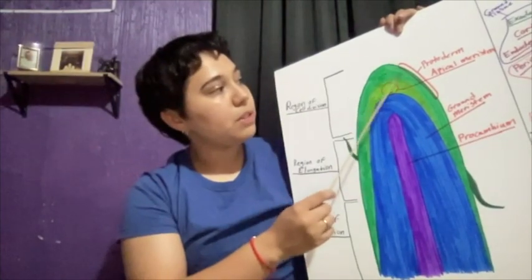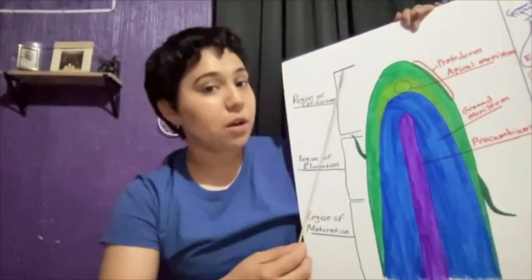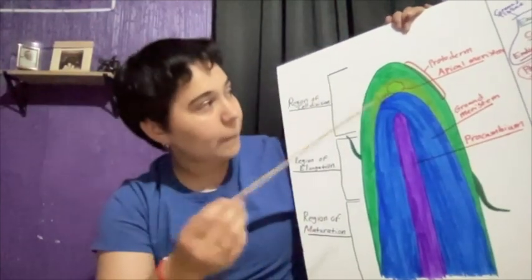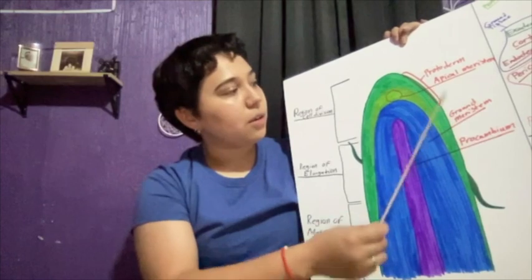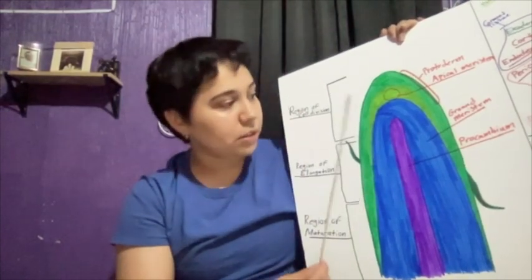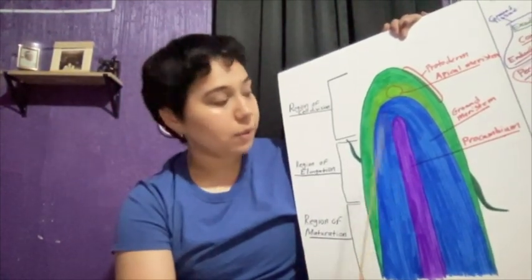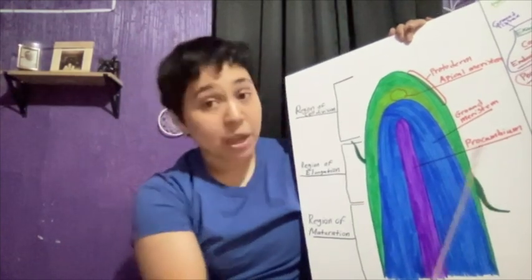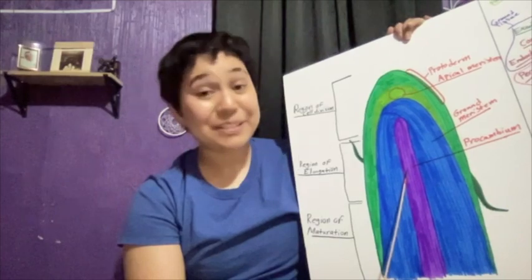The first meristem is the protoderm, which is the outside layer of the root that protects it. This contains the epidermis. Then there's the ground meristem, which is this one right here. It surrounds the procambium and contains the cortex of the root. And then we have the procambium, which is the center of the root.